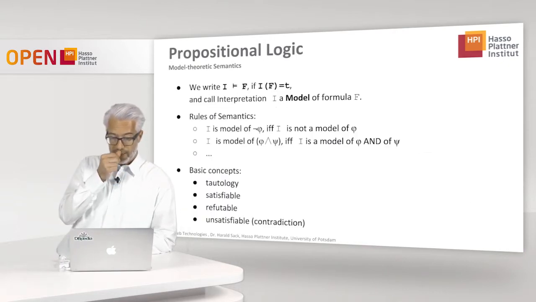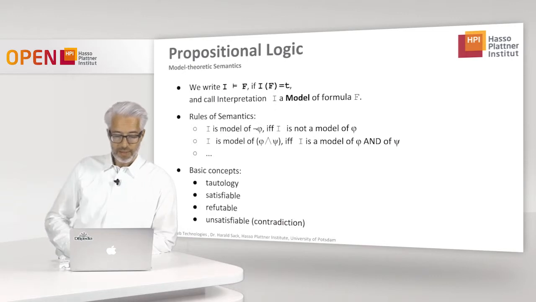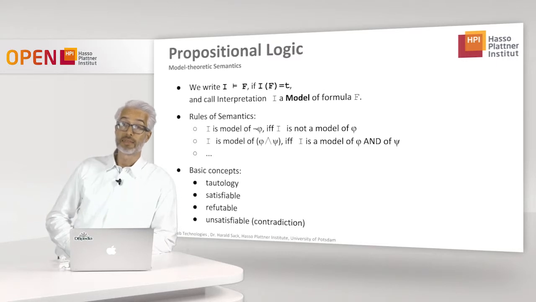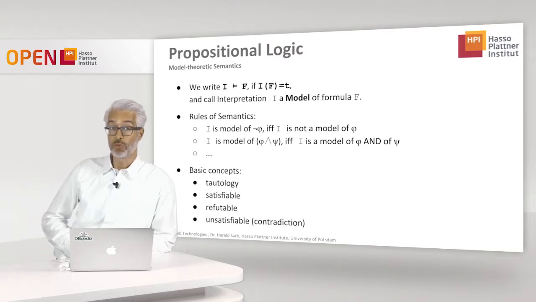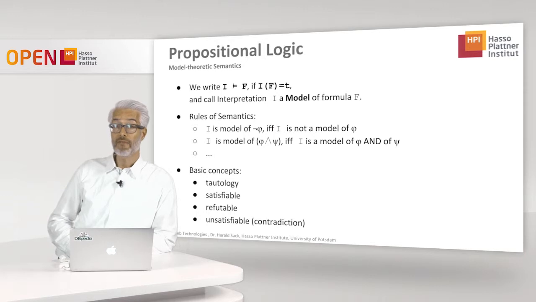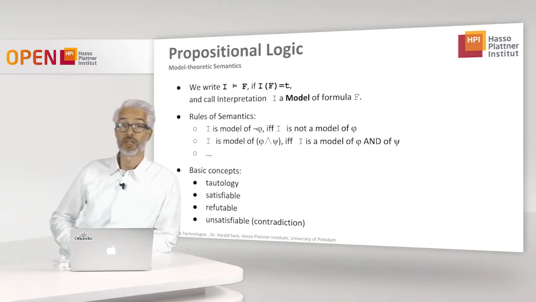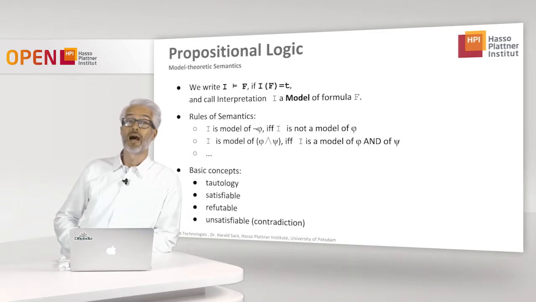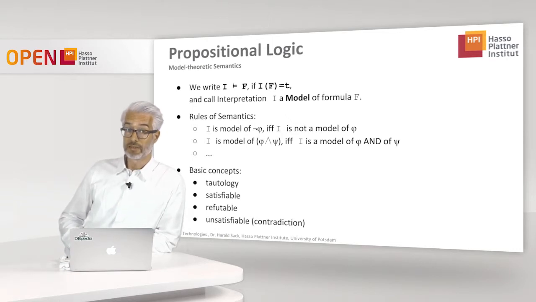So if we have an interpretation I, we can say I is a model of formula F if F under that interpretation computes to true. So then we can say F is entailed by the interpretation I, or F can be deduced from I. So we call I an interpretation, a model of F, if F can be entailed from I. So this is a model.